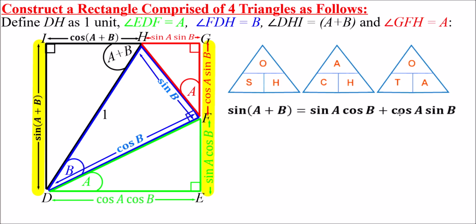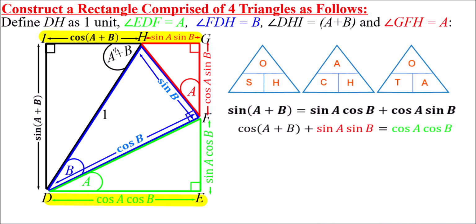So now if we just think about the top and bottom of the rectangle instead of the left and right, so those can go away, considering the top and bottom now, we can see that the top, which is cos(A+B) plus sin A sin B, must be the same as the bottom, which is cos A cos B. So if we now just subtract sin A sin B from both sides of that relation, we can isolate cos(A+B).